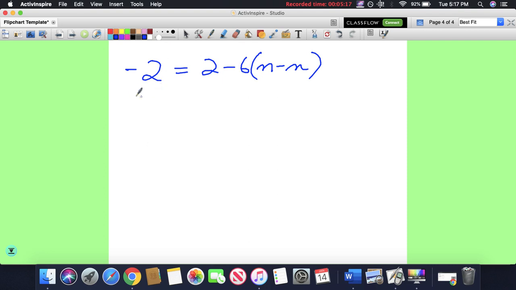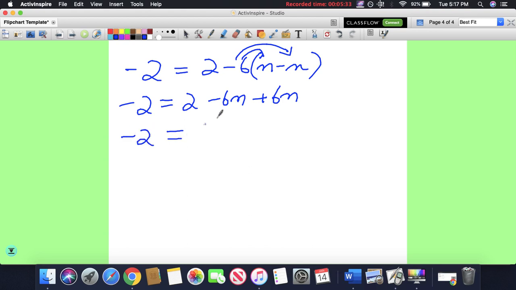So let's start solving this. Negative 2 equals 2, and then distributive property, you get minus 6n. And then distributive property, negative times a negative is a positive, and I get 6n. So now you're going to combine like terms, right? Negative 2, nothing to do on this side. You're going to combine these two over here. You get negative 6n plus 6n, they eliminate each other, you get 0, so what you're left with is negative 2 equals 2.